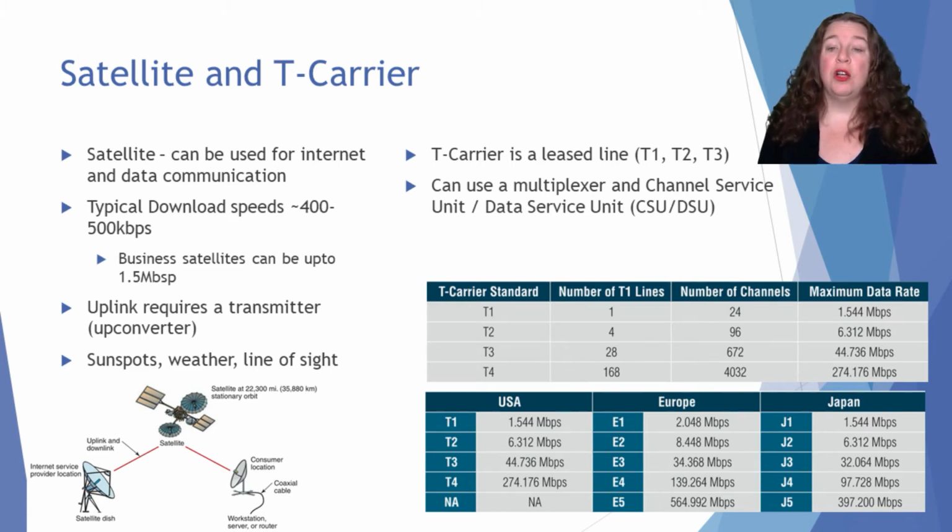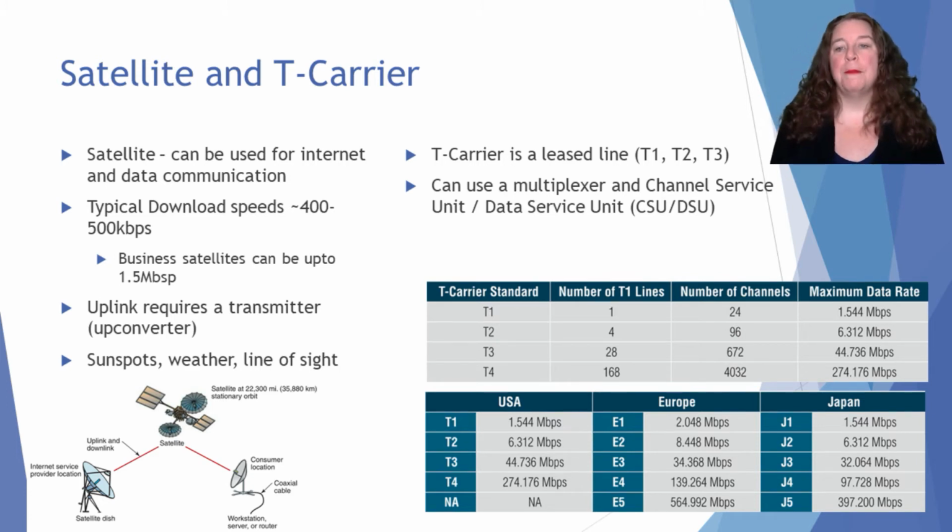In Japan, we call them J lines. J1, J2, J3. And those also have speeds that are a little bit faster than the United States speeds when they get up to their maximum speed. So they all start at that 1.5 for their first level, and then everything increases from then on.